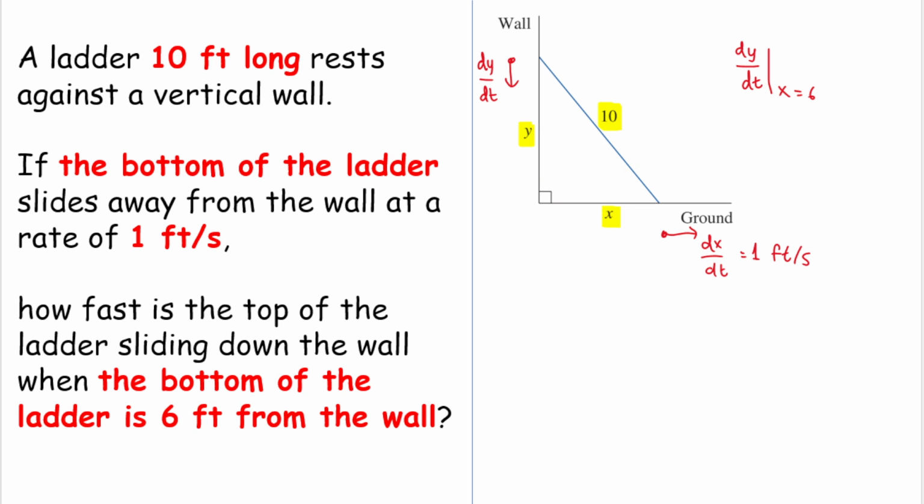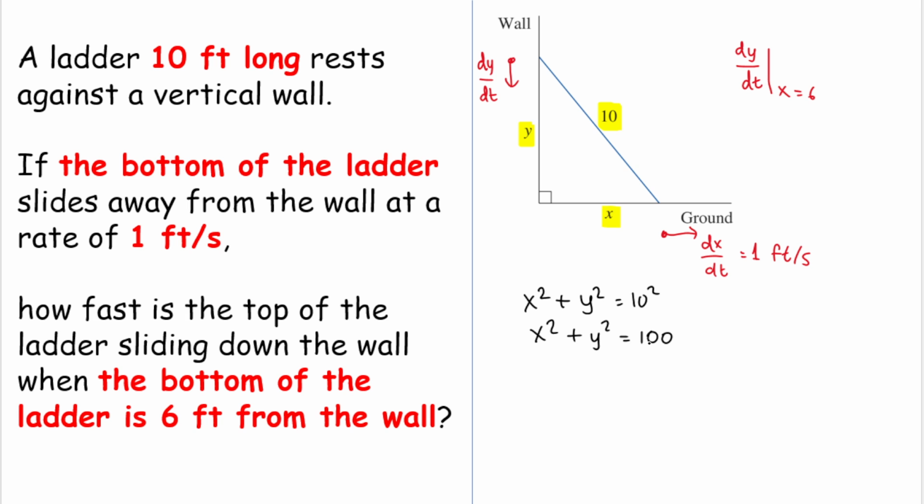Okay, now this is a right angle triangle. We can have the Pythagorean theorem, right? So we will have x squared plus y squared, and that will equal to this hypotenuse, right? So we'll have 10 squared, or let's simplify this. So we'll have x squared plus y squared is equal to 100.